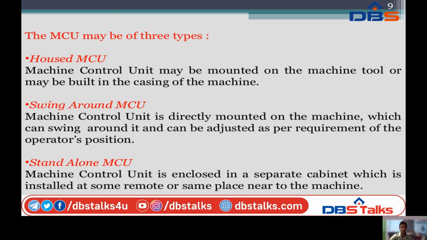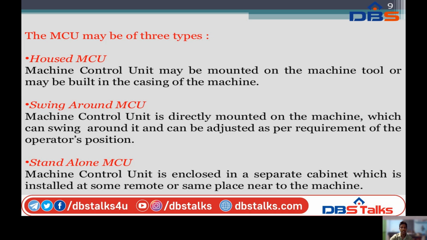Next, the MCU may be of three types: housed MCU, swing around MCU, and standalone MCU. First of all, I'm starting with the housed MCU. The housed MCU is a machine control unit that is mounted on the machine tool, not on the machine.